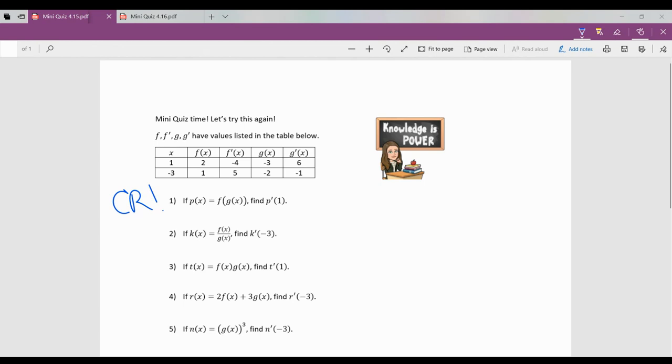So for the chain rule, to find p prime of x, it's going to equal the derivative of the outside, f prime, keep the inside the same. Then we multiply by the derivative of the inside, g prime of x. All right, so then we fill in 1 for all of the x's. So just for the sake of space, I'm going to erase all the x's, and now I'm going to put 1s there. All right, so p prime of 1 is going to equal f prime of g of 1.